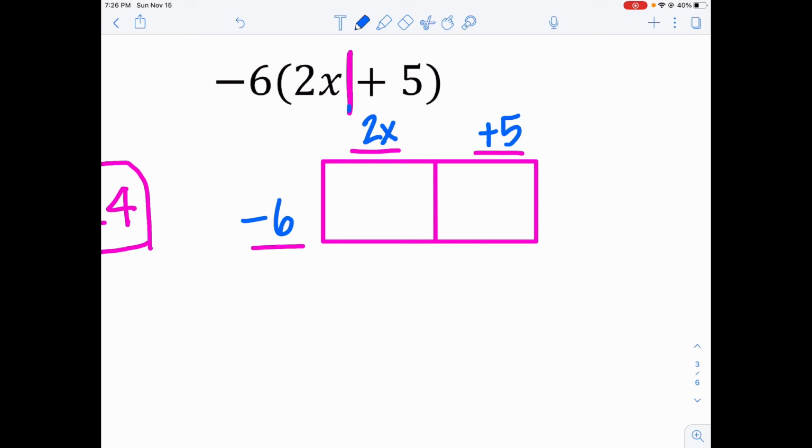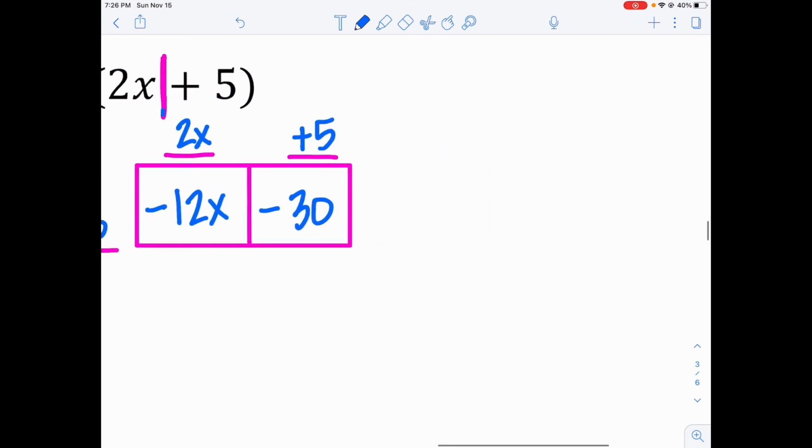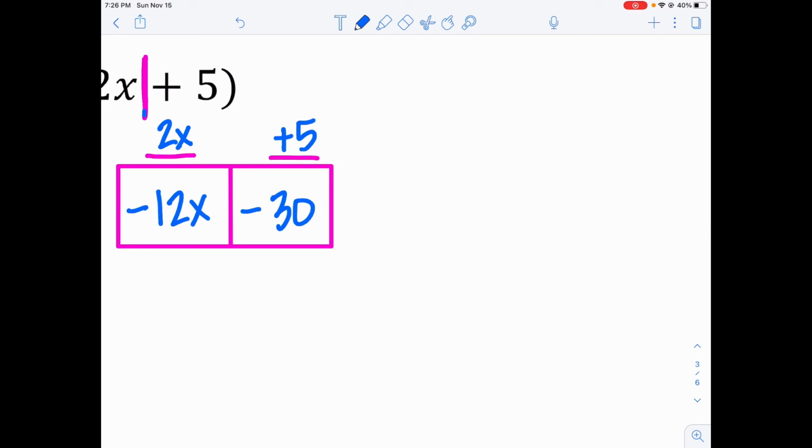Now we're going to multiply. Negative times a positive means my answer is a negative, and 6 times 2X is 12X. So a -6 times a positive 2X is a -12X. -6 times a positive 5, a negative times a positive is a negative, and 6 times 5 is 30. Writing your expression off to the side, -12X minus 30.